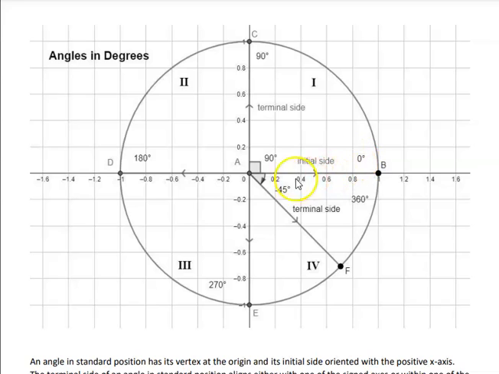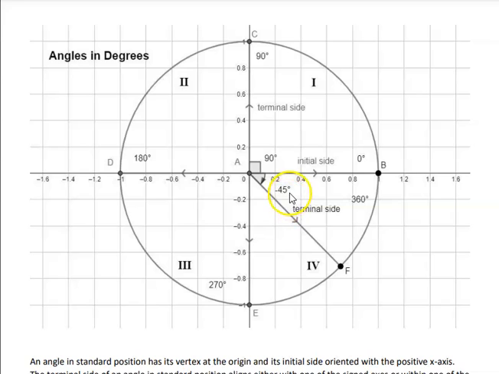A 0-degree angle, initial side and terminal side coincide. A 90-degree angle is a right angle. Initial side always on the positive x-axis, terminal side here on the positive y-axis, a 90-degree angle. If you go all the way over to make a straight line, that's a straight angle, 180 degrees. Go down another 90, you get 270, and one complete revolution or rotation is 360 degrees.